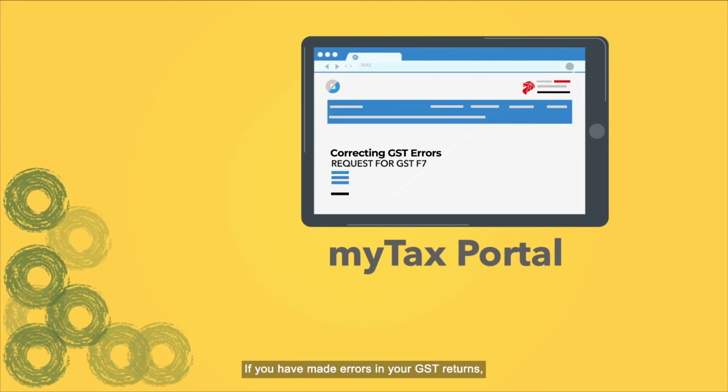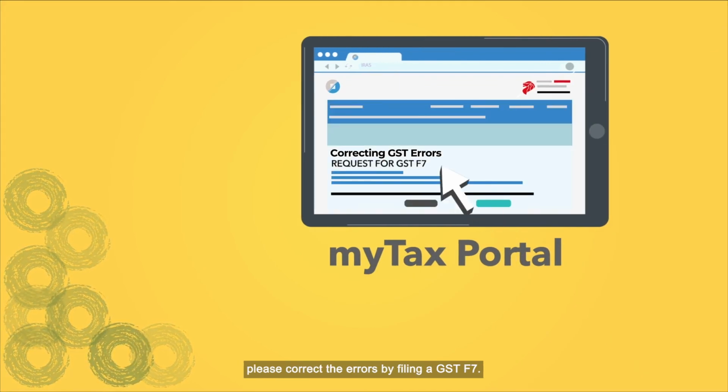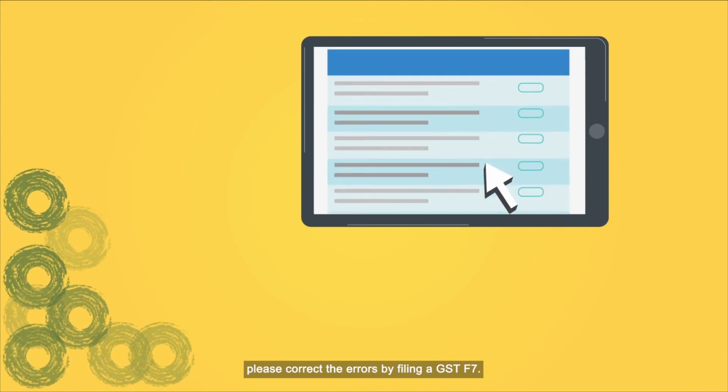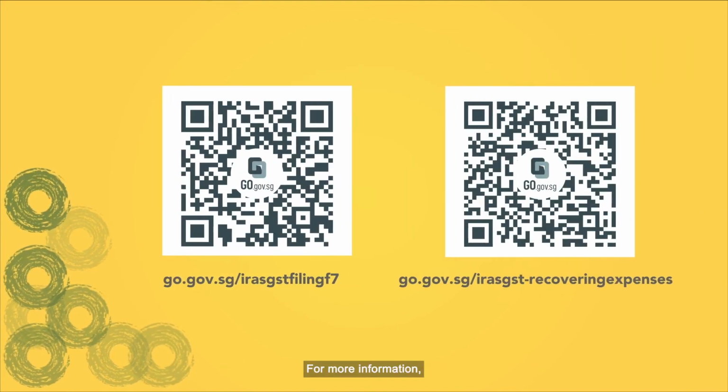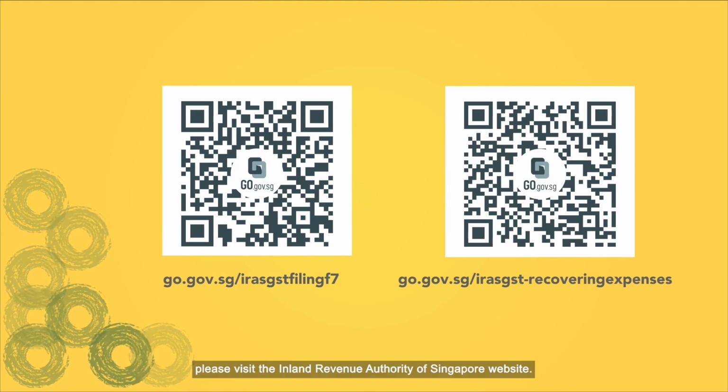If you have made errors in your GST returns, please correct the errors by filing a GST F7. For more information, please visit the Inland Revenue Authority of Singapore website.